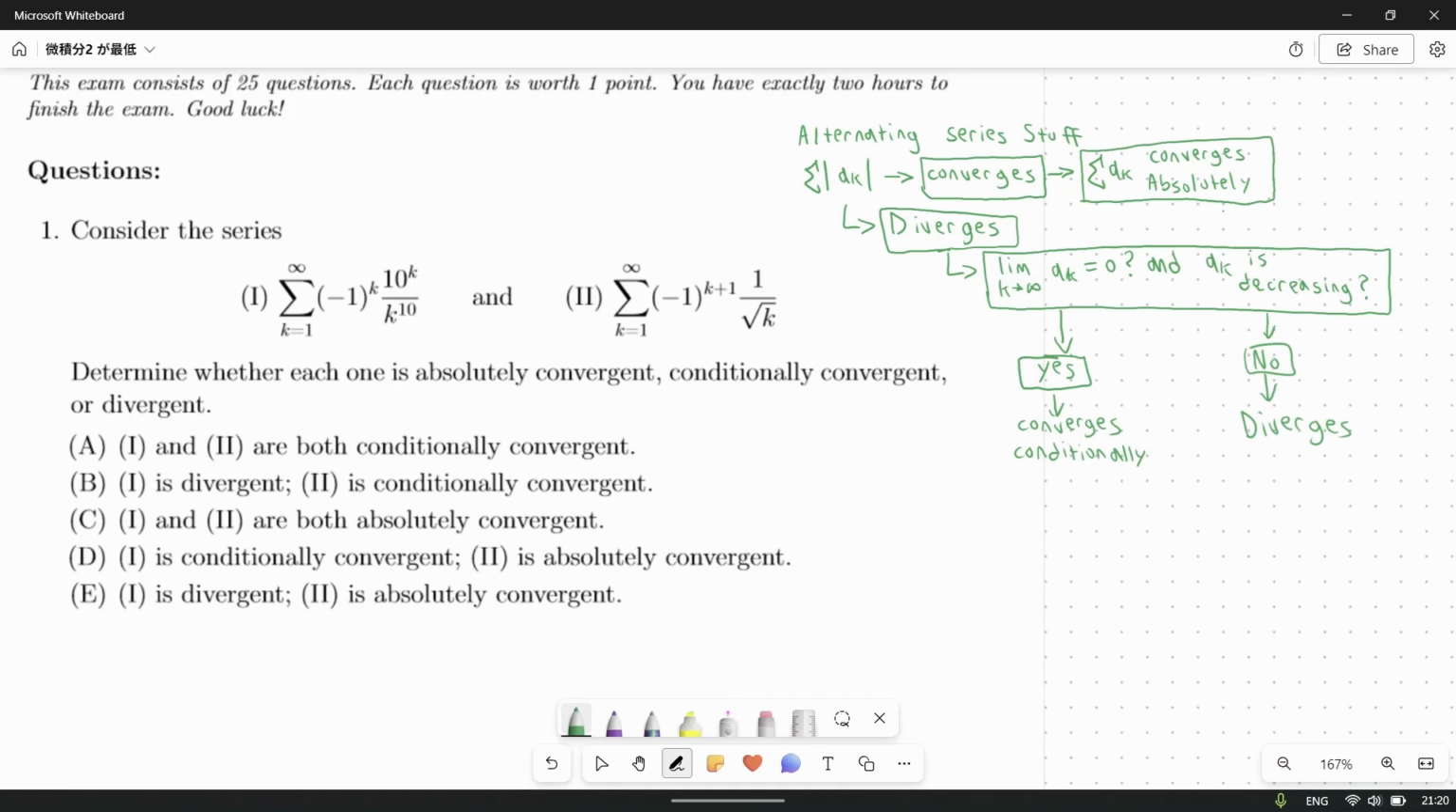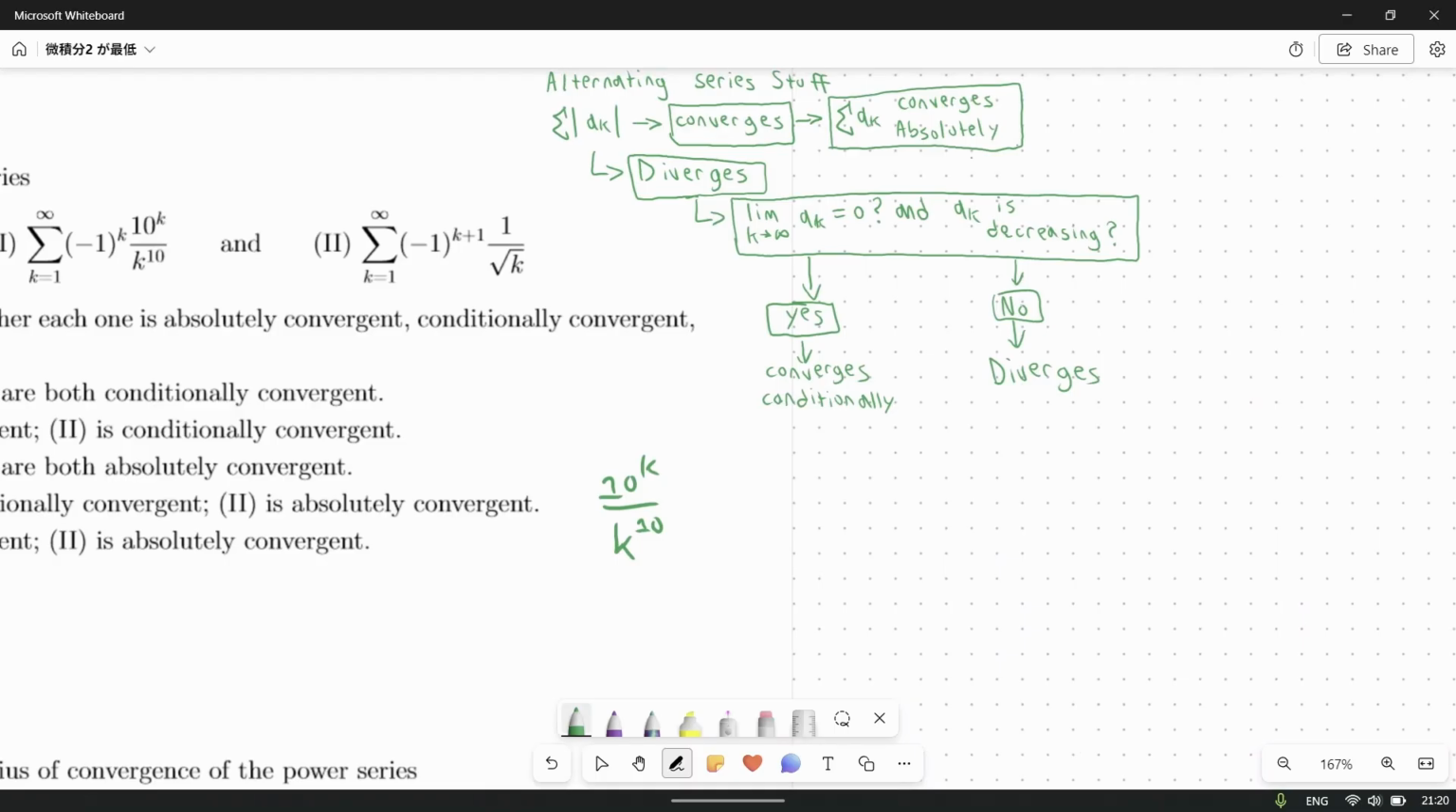So taking the absolute value of our first series, I'll write it down here, we have 10 to the k over k to the 10th power. To check for convergence of this series, I'm going to use a ratio test. I feel like that's going to be the most straightforward. You might be thinking we can use a root test because we have a 10 to the k here, but even though you'd be able to nicely cancel out this k with a root test, you still have to deal with the denominator, and that's still going to be a little finicky. So as a result, I'm going to use a ratio test.